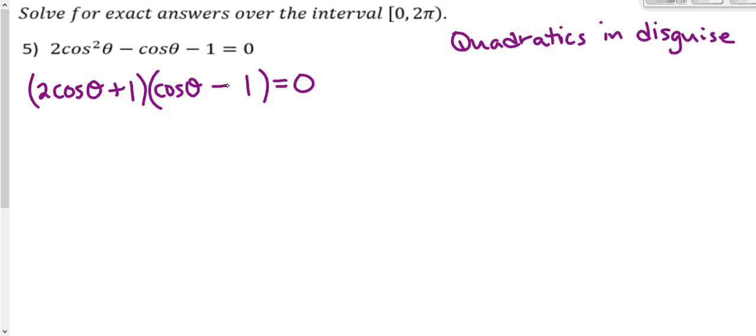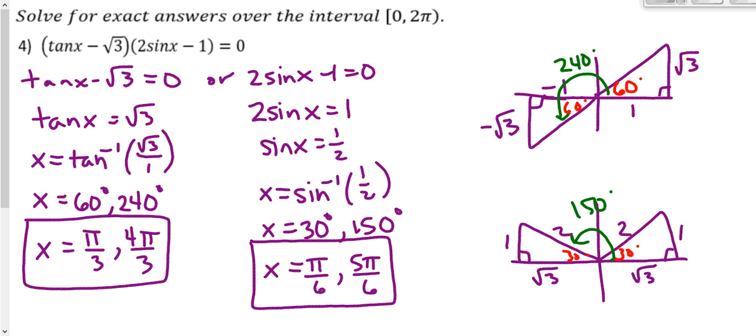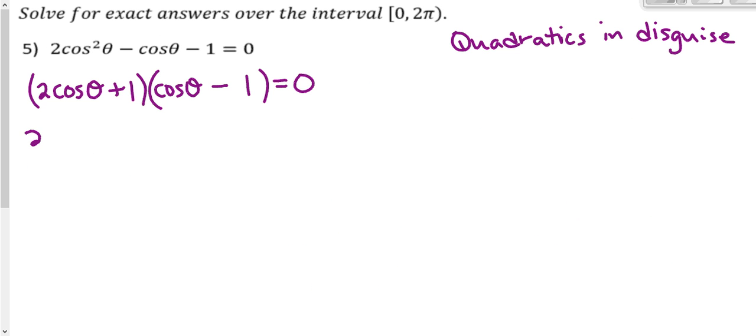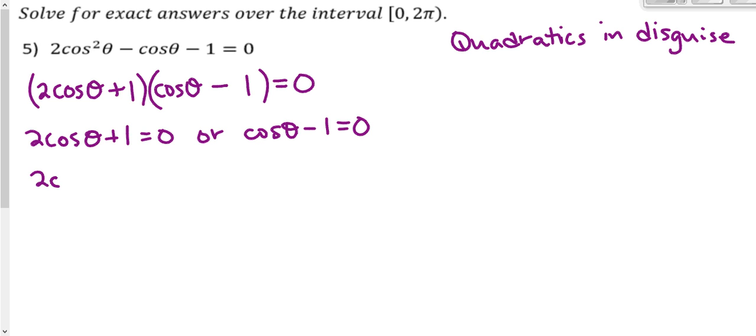So now that it's factored, we're just going to solve it like we did number 4, set each factor equal to 0 and solve each one. So 2 cosine theta plus 1 equals 0, or cosine theta minus 1 equals 0. Okay, let's do the first one. Subtract 1 from both sides. Divide by 2. Take the inverse cosine.